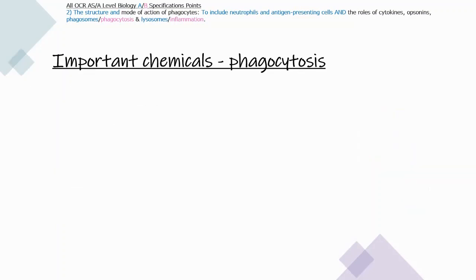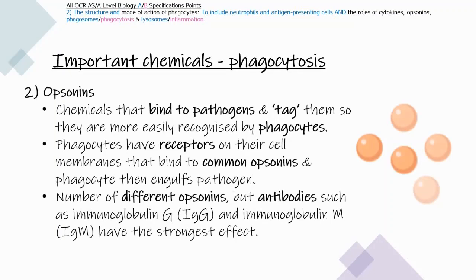We then have opsonins. These are chemicals that bind to the specific pathogen and act as a tag, so they're more easily recognized by phagocytes. The phagocytes have receptors on their cell membranes that bind to these opsonins and then allow the phagocyte to engulf the pathogen. There are lots of different opsonins, but antibodies such as IgG and IgM have the strongest effect.